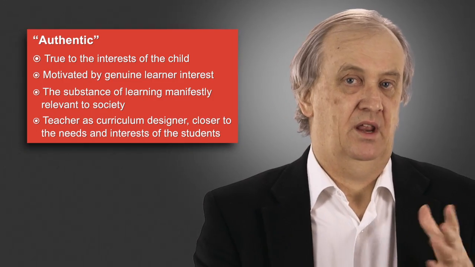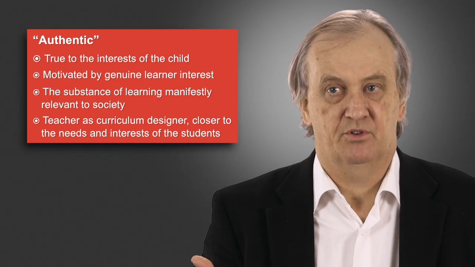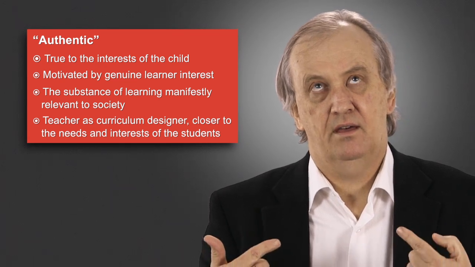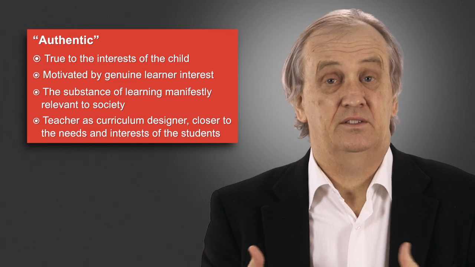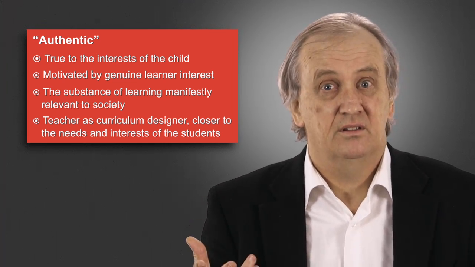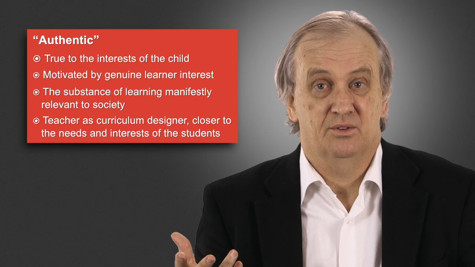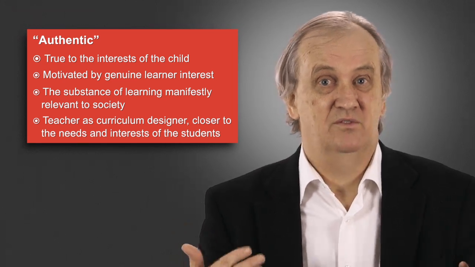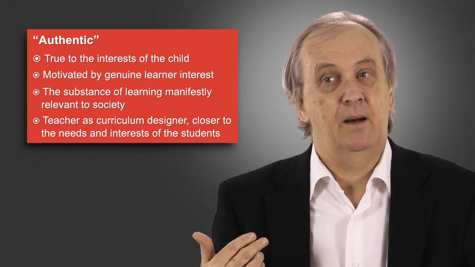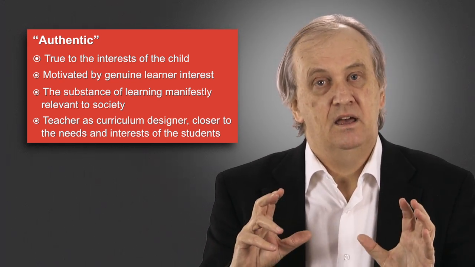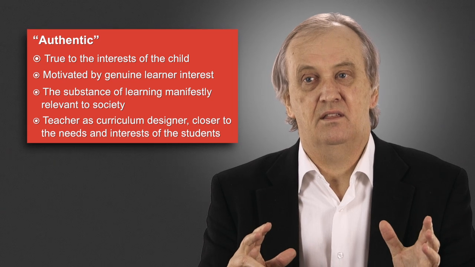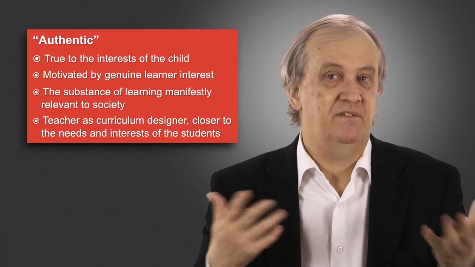What do we mean by authentic? Why are we using this word instead of the word progressive? Well, authentic implies a certain trueness to the interests of the child. The child is really interested in what they're doing. It's authentic to them in terms of its learning that makes sense. It's motivated by genuine learner interest, and it's authentic in the sense that the substance of learning is manifestly relevant to society.